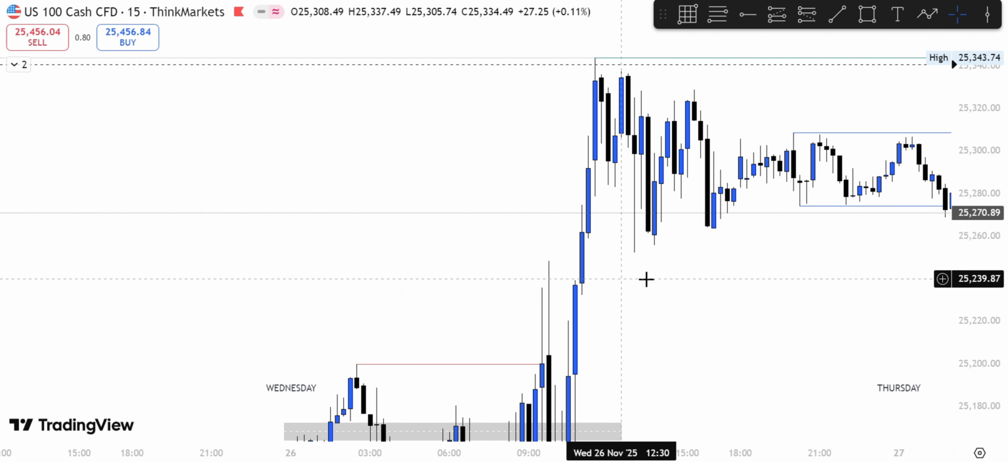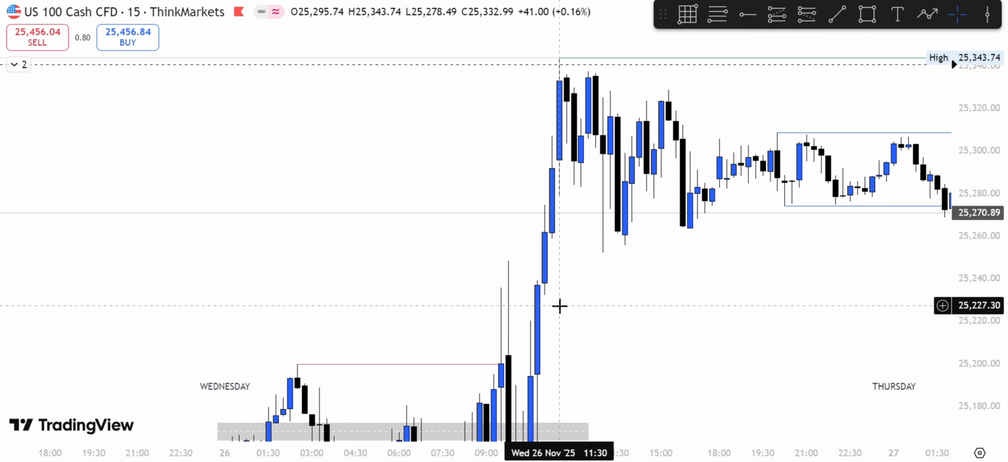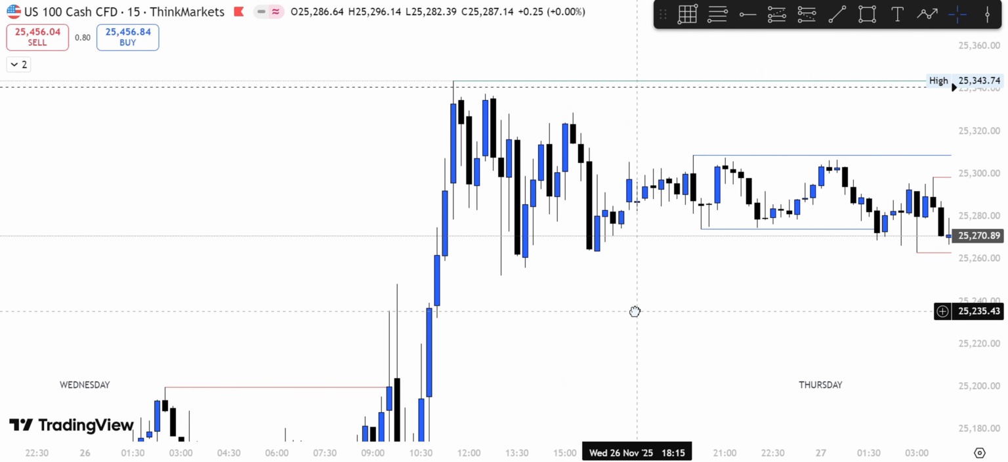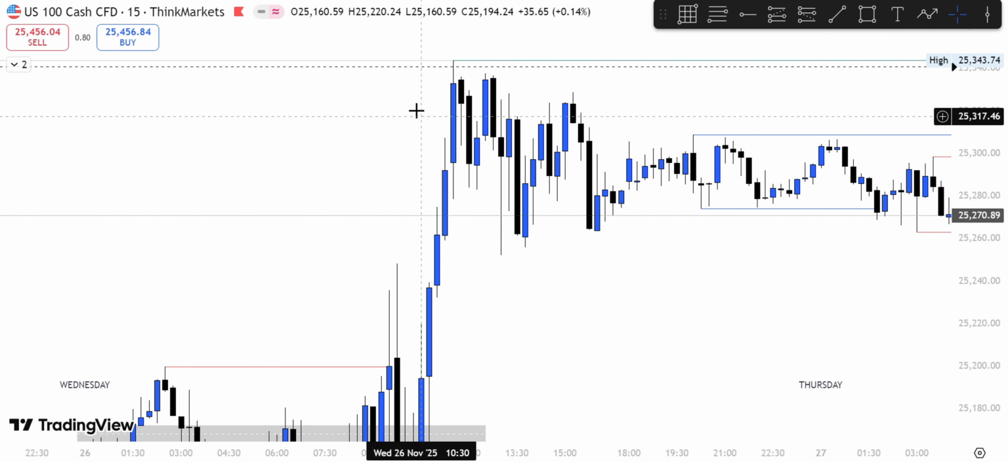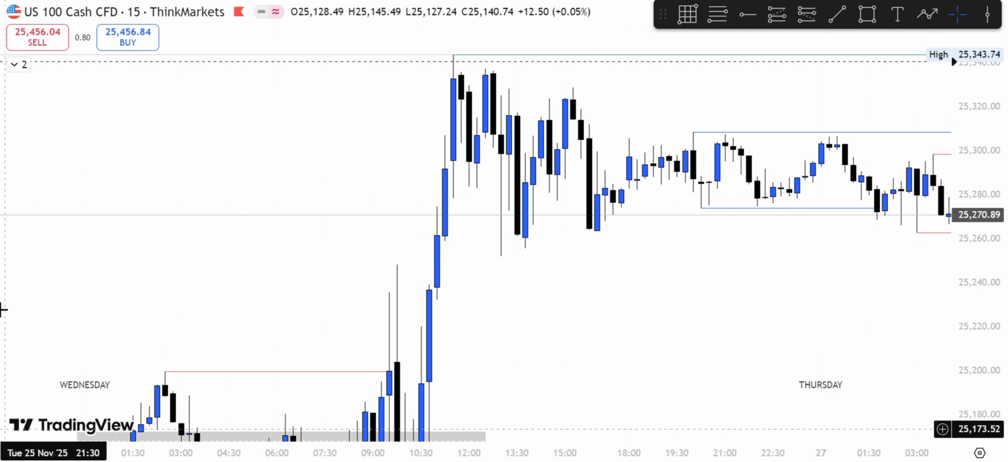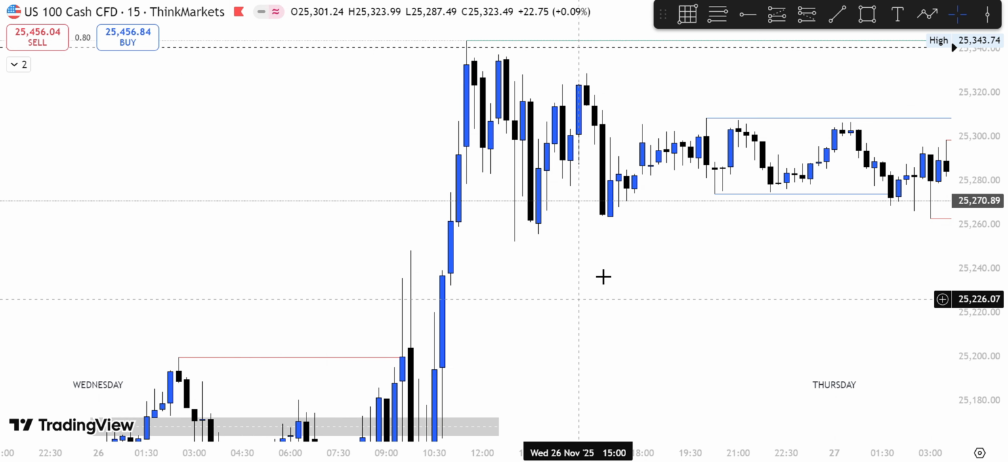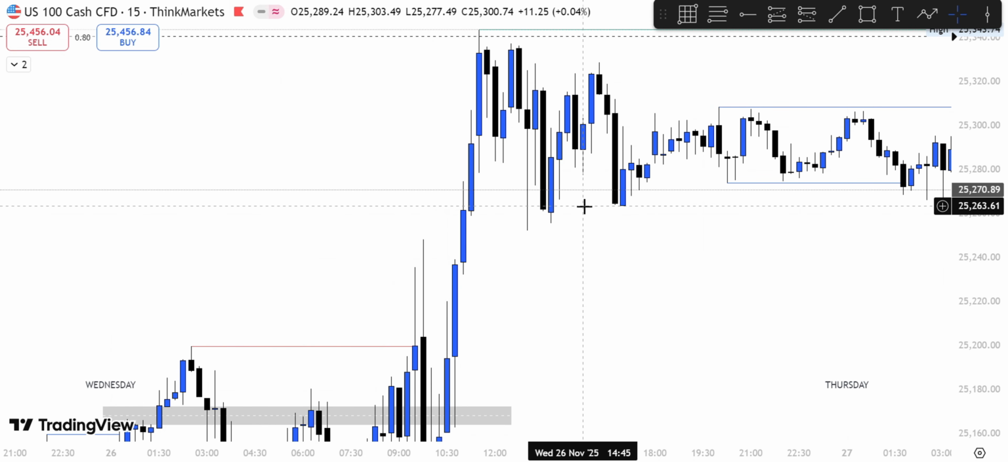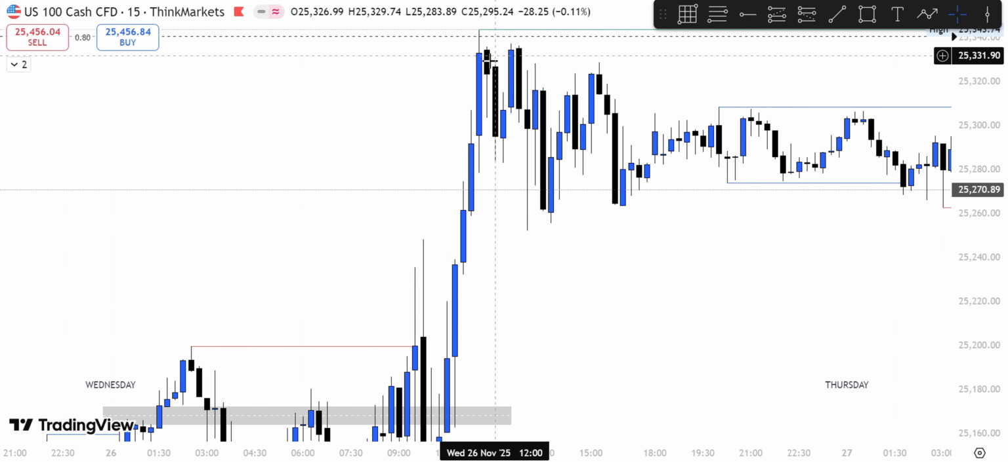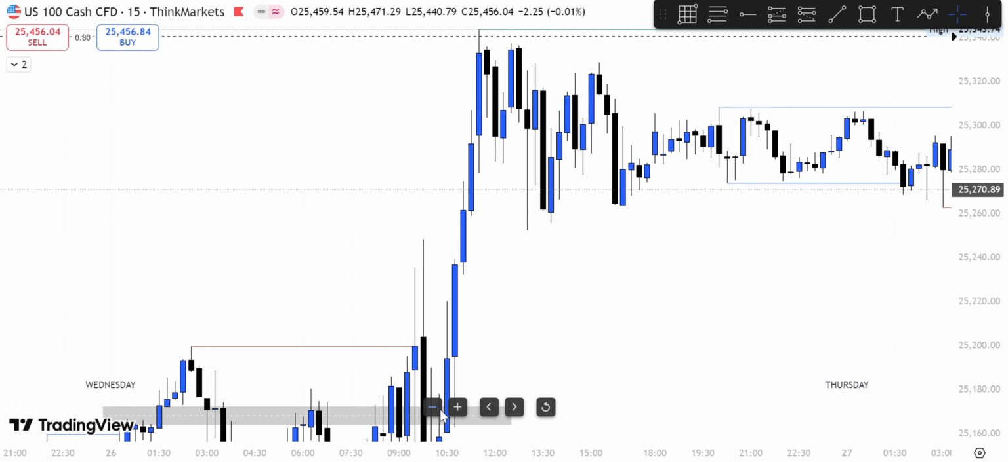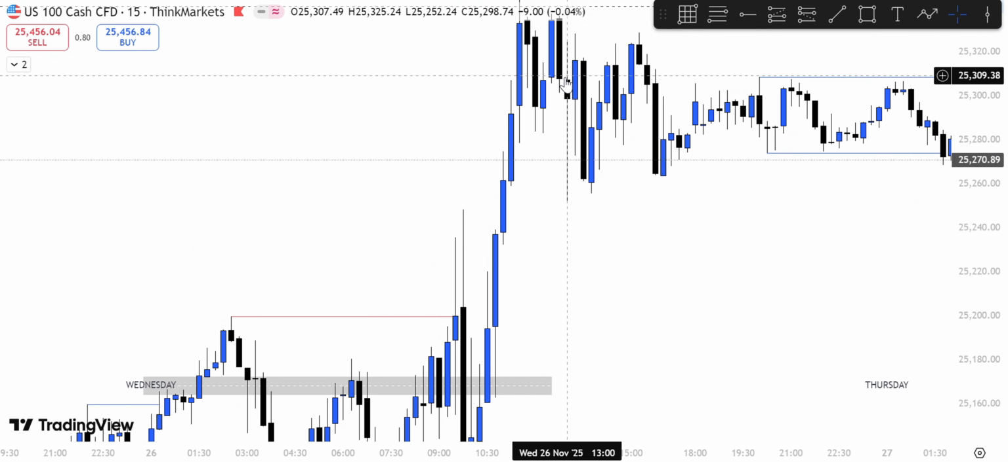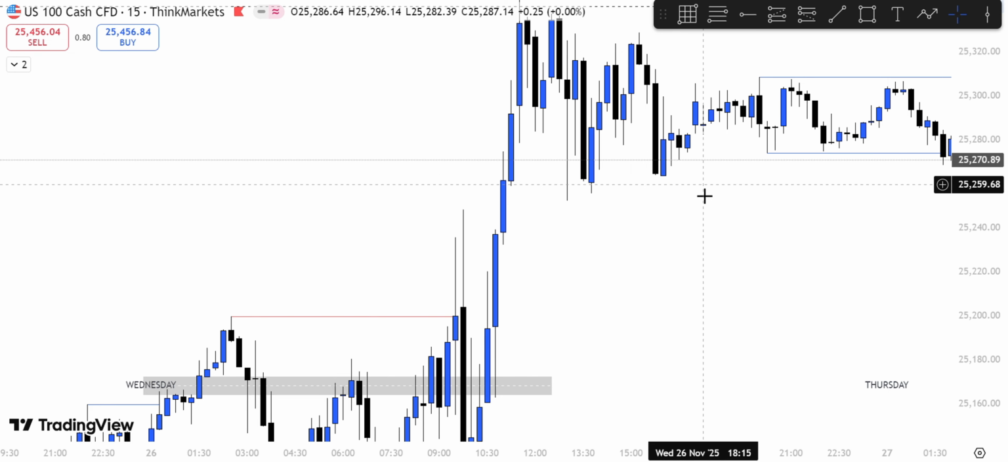So fair value gaps, basically impulse moves, when they are formed during New York, in this example because I'm trading NASDAQ, they are basically displacements. What does that mean? That means these moves have such volume and such liquidity that price usually tends to pull back with force and then aggressively manipulate back up.